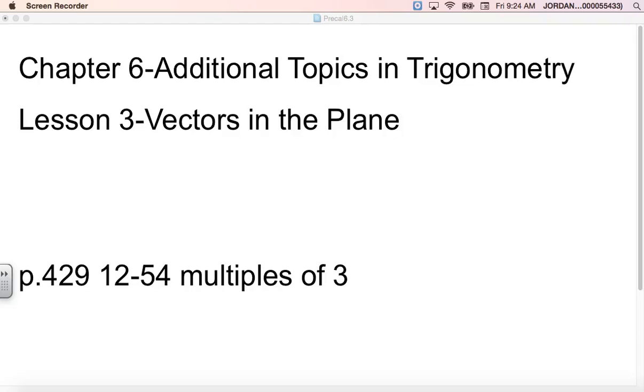So lesson 3 in chapter 6 is about vectors in the coordinate plane, and vectors is probably going to be a new concept for most of you. So first of all, let's talk about basically what a vector is. For a lot of things in math, like temperature, area, time, they're just one value.